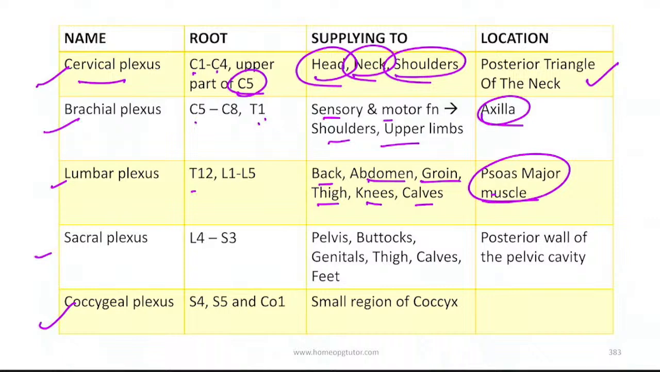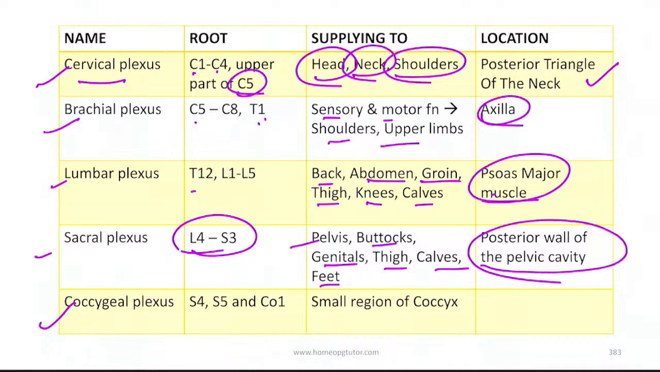Finally, the sacral plexus, that is from L4 to S3. Okay, L4, L5, S1, S2, S3 is the root value of sacral plexus, and that supplies the pelvis, the buttocks, genitals, the thighs, calves, and feet. Okay, and where is it located? It is located in the posterior wall of pelvic cavity.